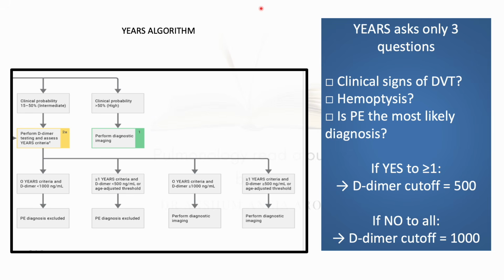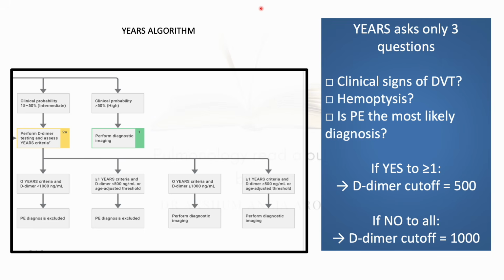There was a multi-center randomized non-inferiority trial in Europe that looked at YEARS algorithm incorporating age adjusted D dimer versus age adjusted D dimer alone, and they found out that the YEARS criteria plus age adjusted D dimer approach had low failure rates and better efficiency. So it can be used.